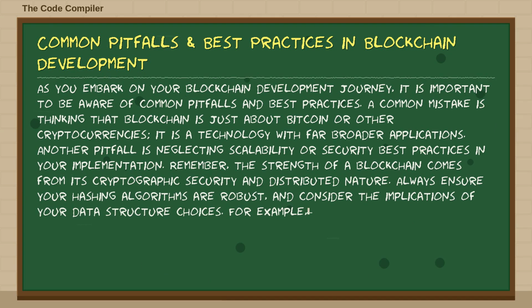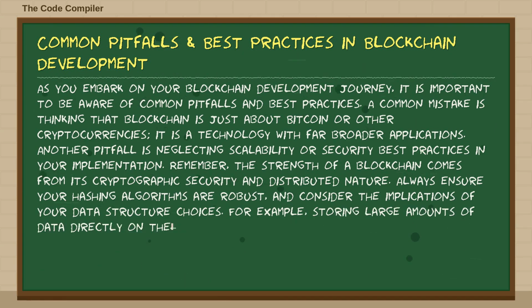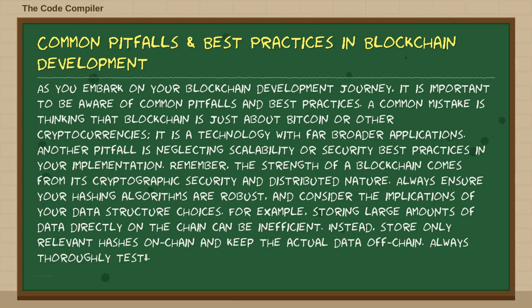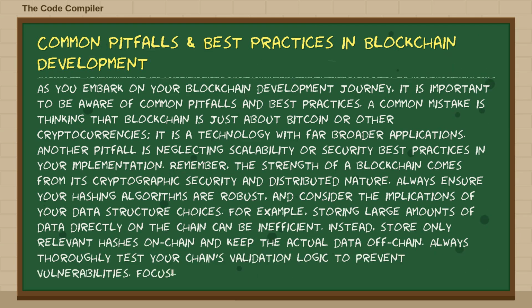For example, storing large amounts of data directly on the chain can be inefficient. Instead, store only relevant hashes on-chain and keep the actual data off-chain. Always thoroughly test your chain's validation logic to prevent vulnerabilities. Focus on understanding the core principles before jumping into complex frameworks.